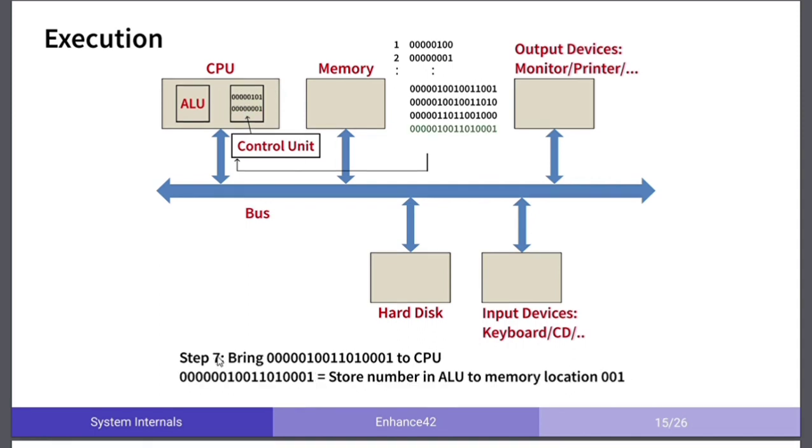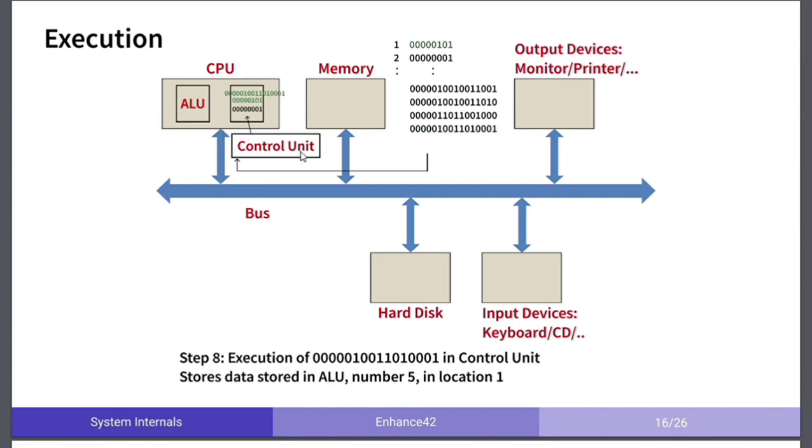Step 7, it brings 001 to the CPU, where the number stored in the ALU gets stored to memory location 001. Here you can see it's shown in this format. And step 8, it executes 001 in the control unit. The data gets stored from the ALU to num1 in location 1.